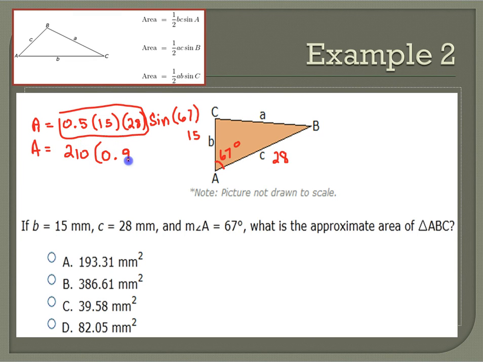Round it to 4 decimals, 0.9205, and then take 210 times 0.9205. And we get 193.305. Oh, and you should put units on. We didn't do that on the last one. But again, since it's area, your units are always squared. So it looks like answer A is the one that's closest again. So I hope you learned something. Let us know in tutor time if you have questions.